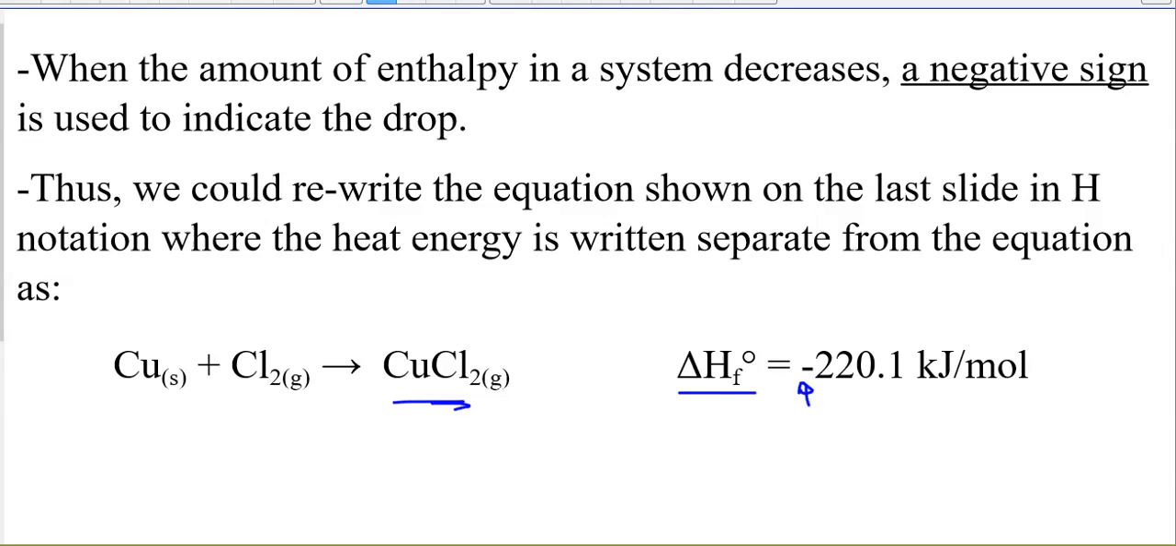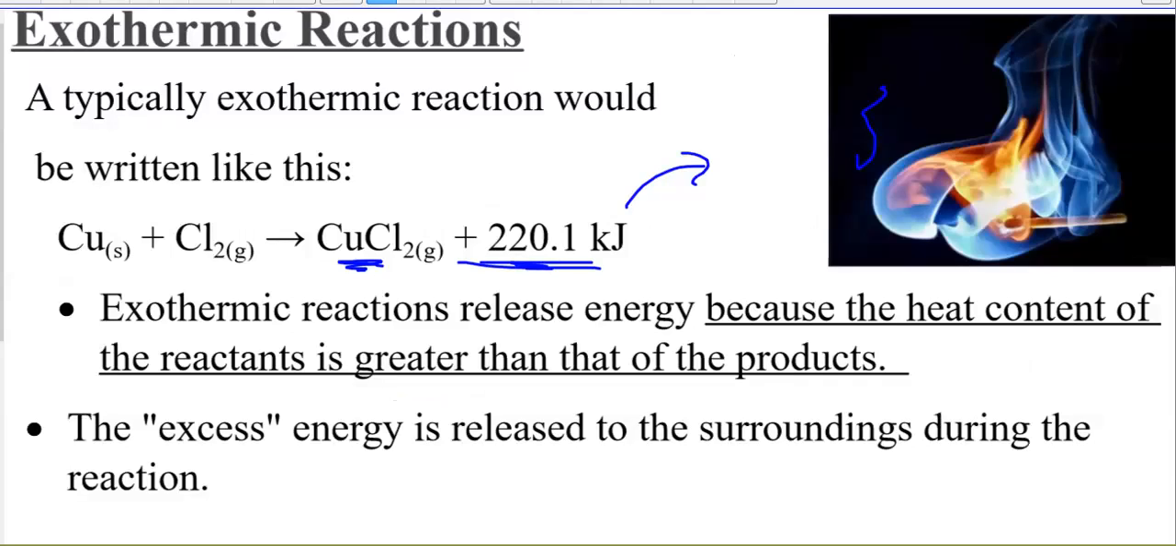So kilo again means 1,000. So it's 220,100 joules. Sorry, 220,100 joules. Oh, that was a mouthful. We tack on this per mole here when it's written in delta H notation. When it's part of the chemical equation, you'll notice there's no per mole there.